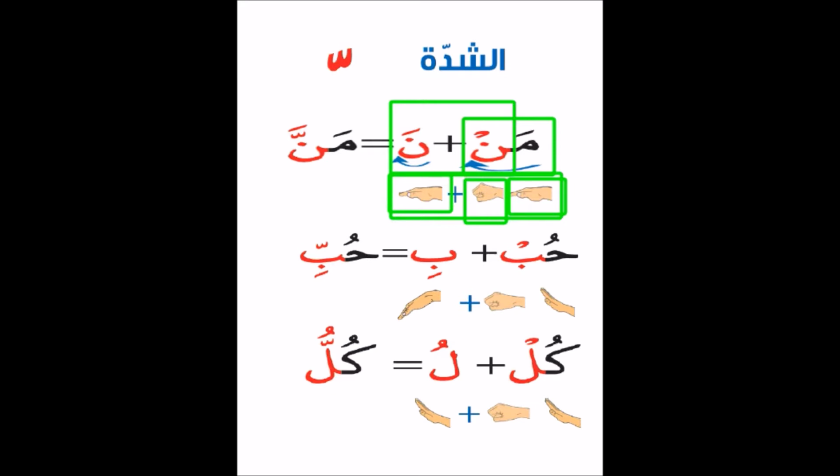Same idea for hubbi. We have a two-letter word, but the shadda makes it technically three letters. So up, fist, down. Dhamma, sukoon, kasra. So hubbi.